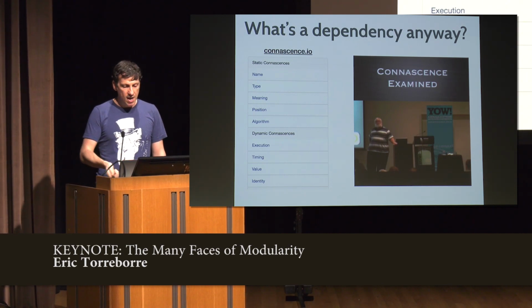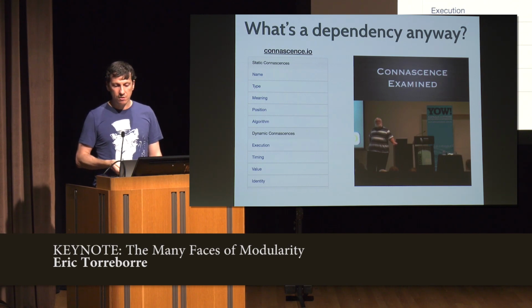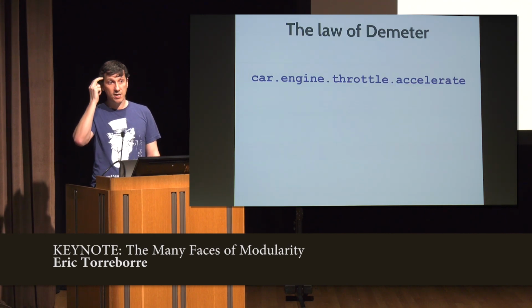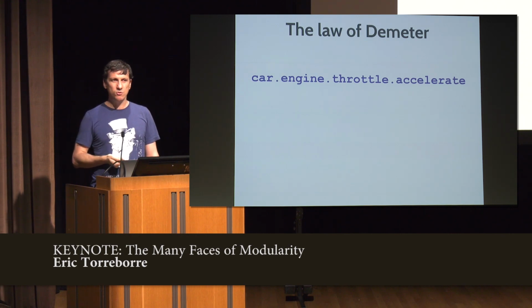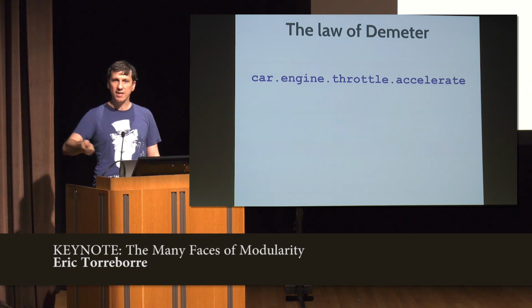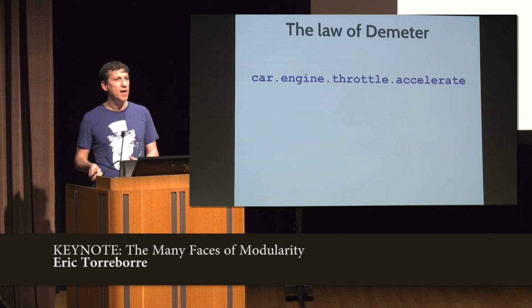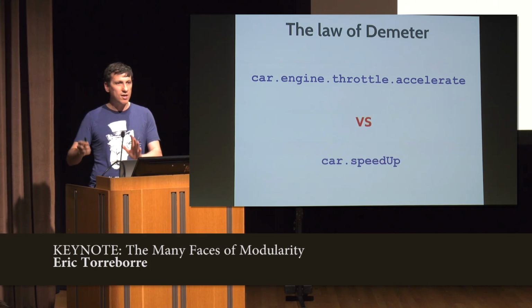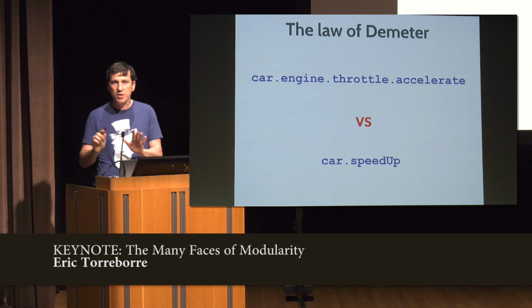And this leads then to using some laws like the Law of Demeter, where you say, well, maybe this piece of code has too many dependencies, because the car here has to know that the throttle can accelerate. Maybe it doesn't have to know that. Maybe you just want to see that the car can speed up, and that should be its only concern.